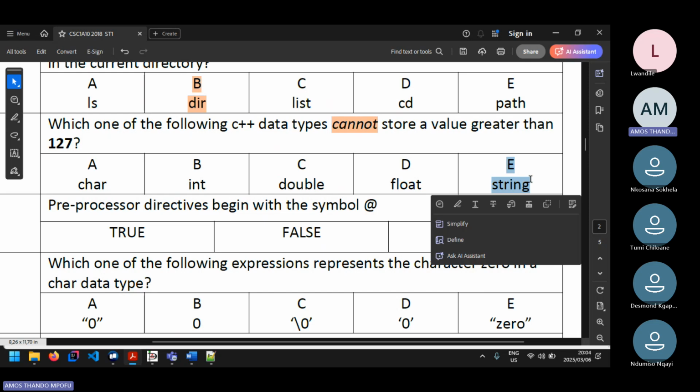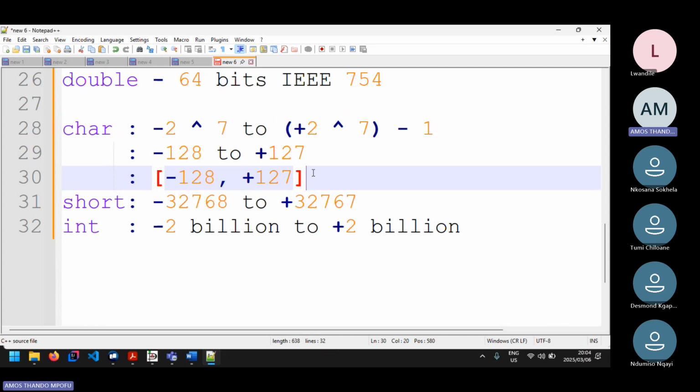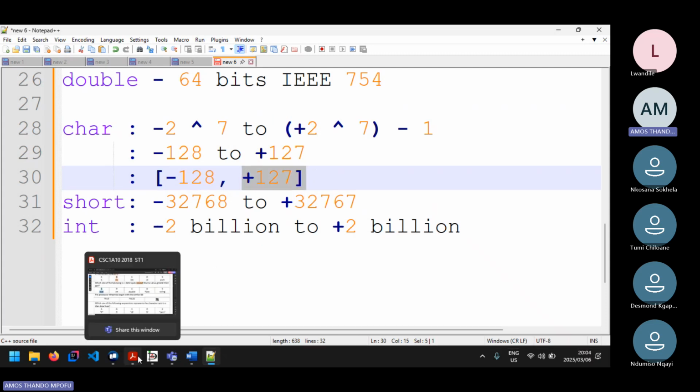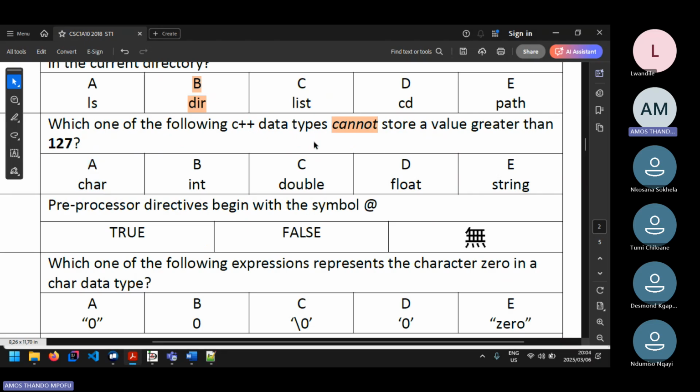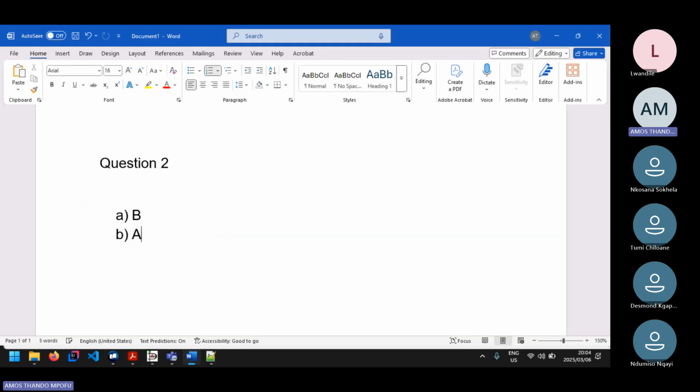Like I say, string is just a string. You can put any number in between double quotes, even 9 quintillion. You can put it within double quotes, and it will still accept it as long as it's between double quotes. So string is not even part of the possible answers here. We can just eliminate it. Then we're left with only char, which is true because if you look at the range, the maximum a char can store is exactly 127. And here they say choose which one cannot store a value more than 127, which is a char. So for B, the answer is going to be A.